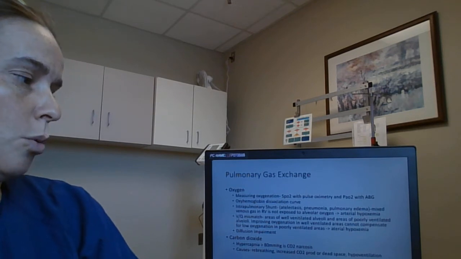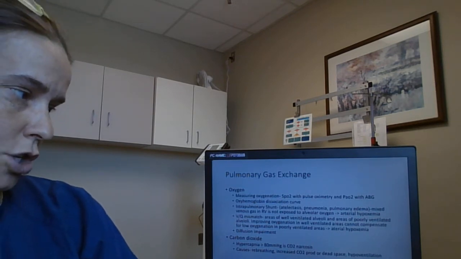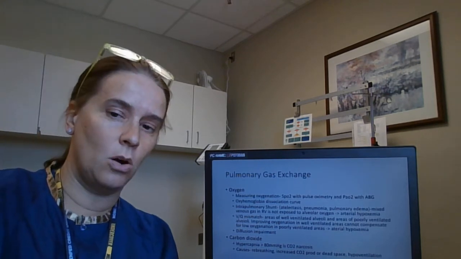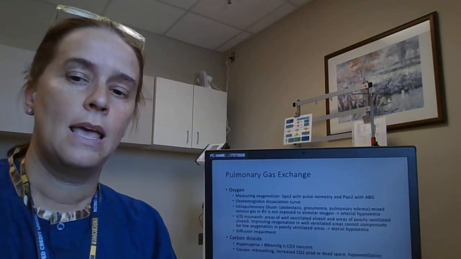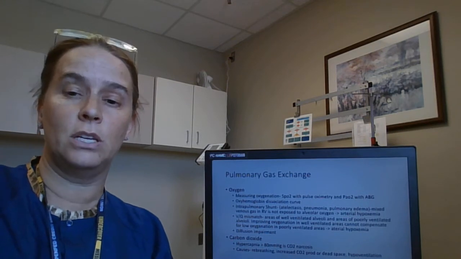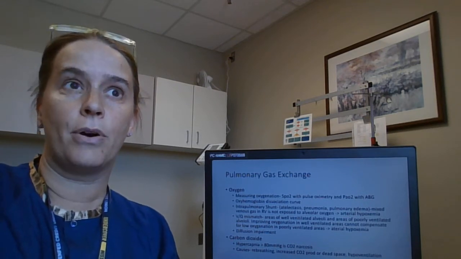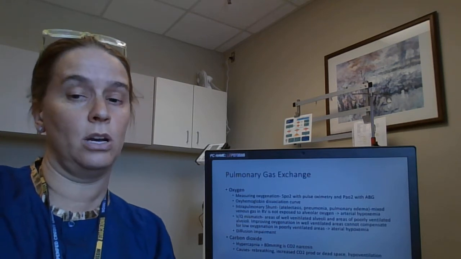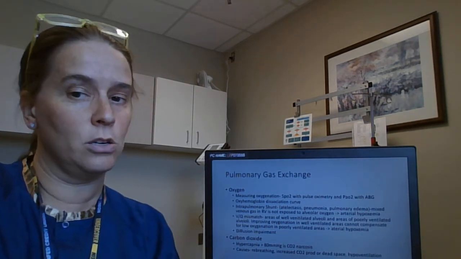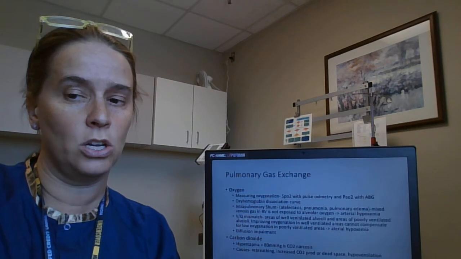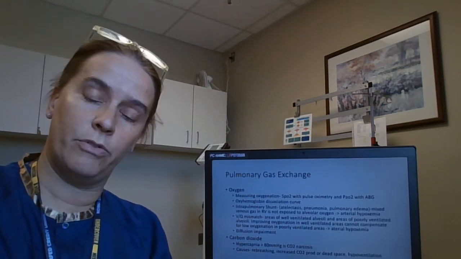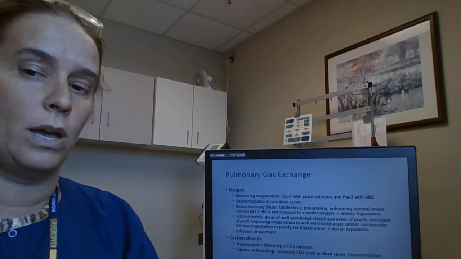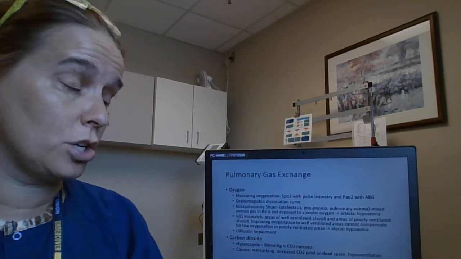Pulmonary gas exchange. So we're always measuring oxygenation. And there's two real ways we do that. The one you'll see all the time in the OR is obviously the pulse oximeter. And then the more direct route is to measure the pressure of oxygen in arterial blood. So you can actually put an arterial line in. You'll probably see this in some of the cases you're in on. And then draw a sample from there and get the oxygen level in the blood. And that can be another way to measure oxygenation.